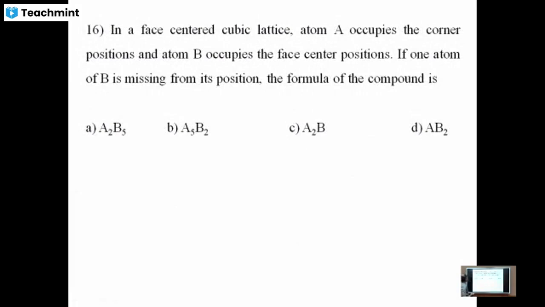Next question. In a face-centered cubic lattice, atom A occupies the corner and atom B occupies the face center positions. If one atom of B is missing from its position, the formula of the compound is. It is a face-centered lattice, basically a cubic crystal where particles are present at the corner as well as the face center. A occupies corner positions and face centers are occupied by B. How many A particles? We know there are 8 corners in a cube and each corner has a contribution of just 1 by 8 per 1 unit cell.